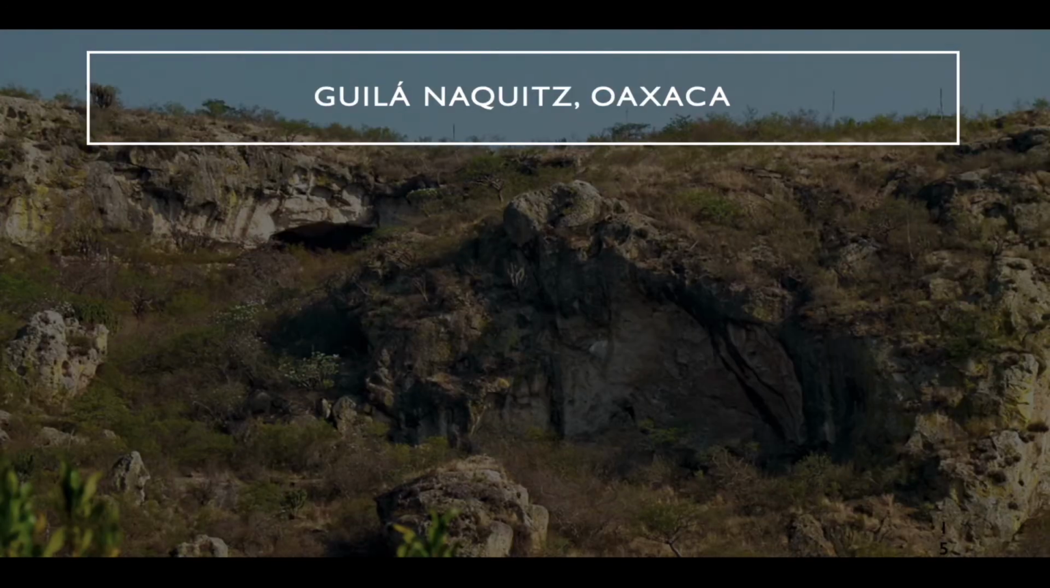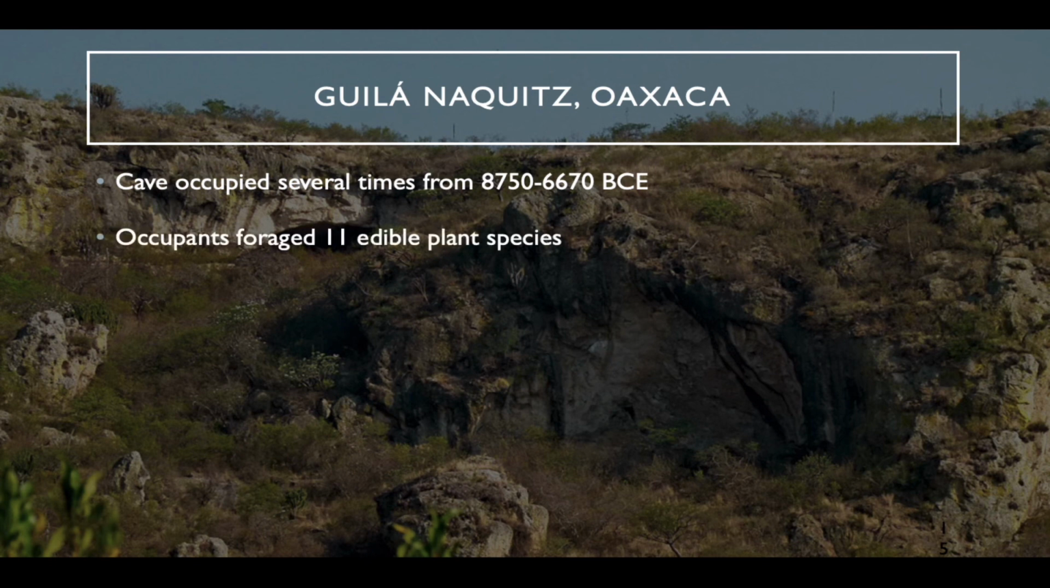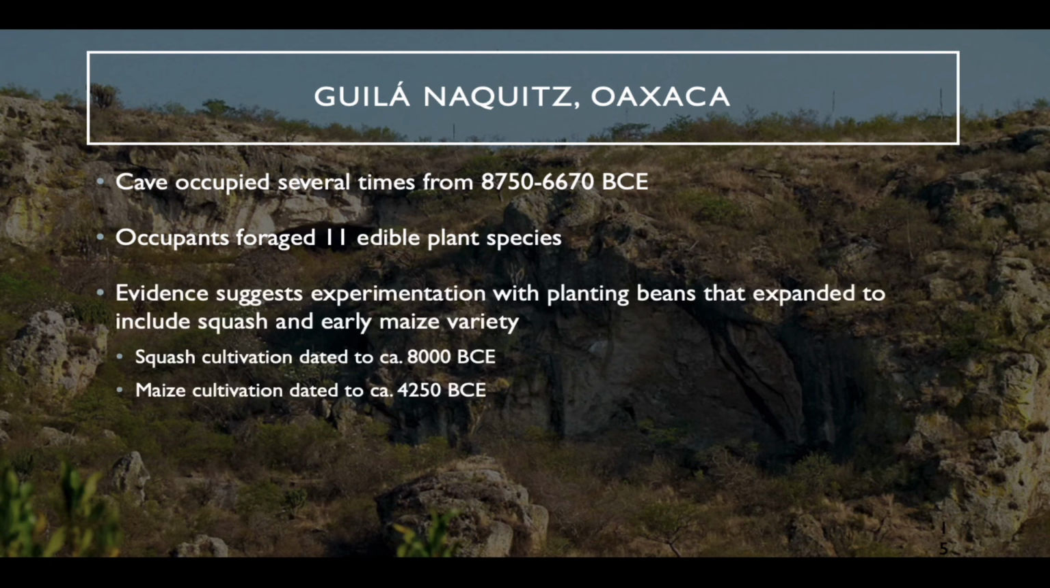Another famous site is Guilá Naquitz in Oaxaca. This is a cave site that was occupied several times from about 8750 to 6670 BCE. There we have found that occupants foraged about 11 different edible plant species, and we find evidence that they were experimenting with planting beans that eventually expanded into squash and an early maize variety, and you see some of the dates associated with cultivating those species there.